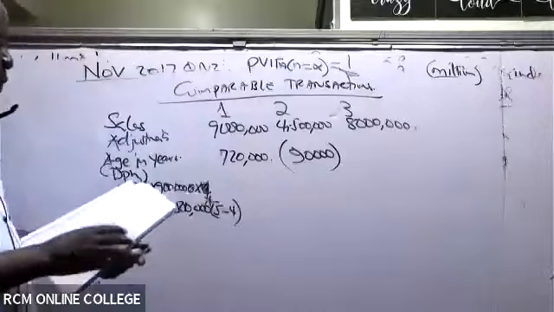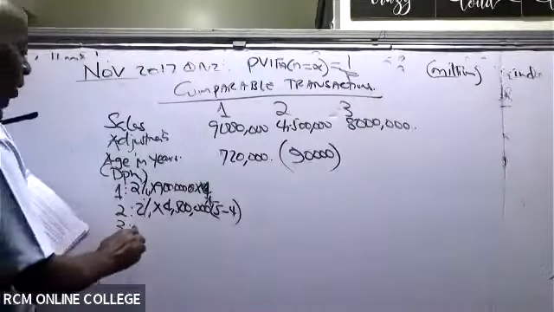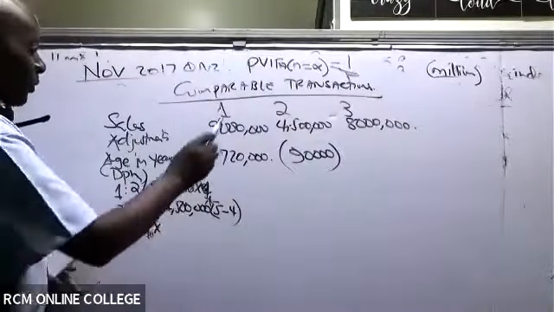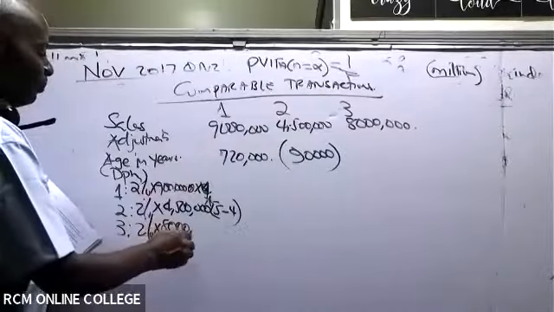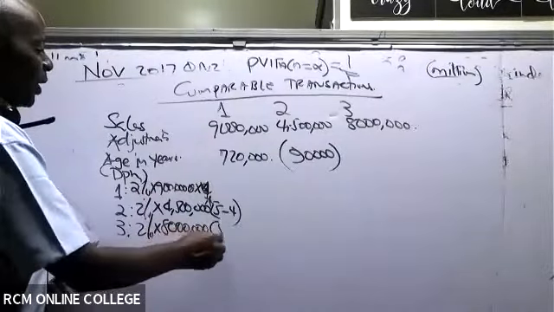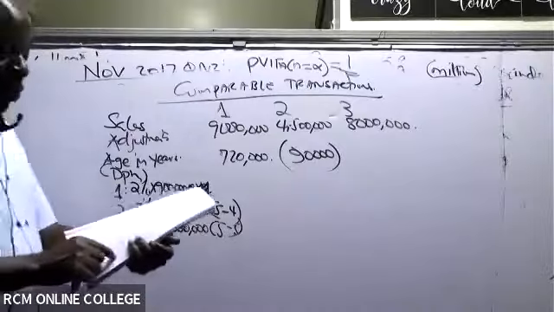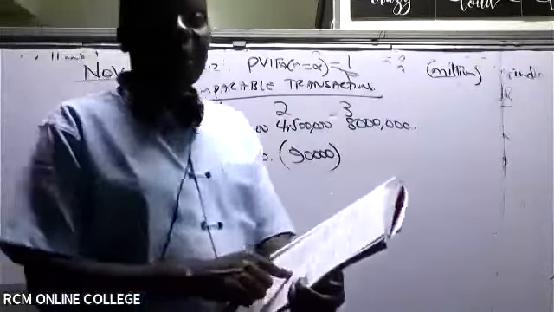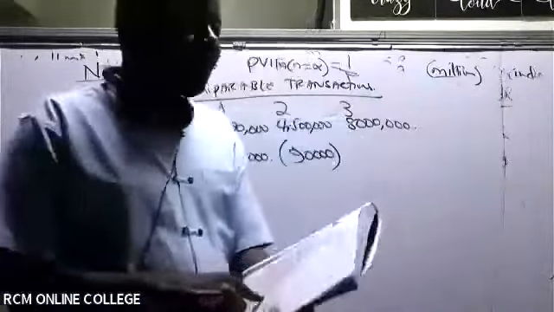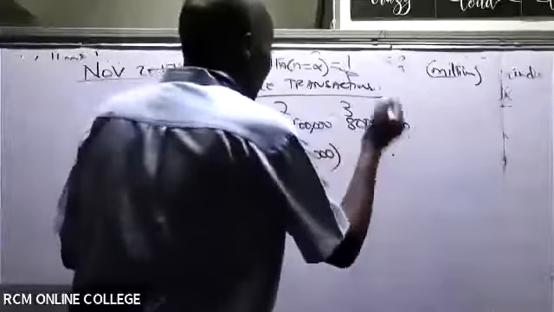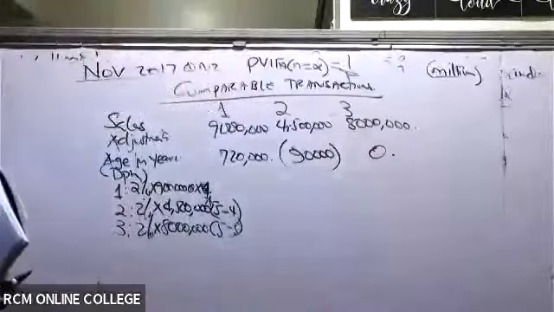And then, ladies and gentlemen, property 3 is quite a wonderful one because I'll use here 2% times the value there, 8 million. But you see, this is 5 minus 5, 0. Because property 3 is 5 years old, which is exactly matching my subject property age, 5. So this is 0. Nothing there.